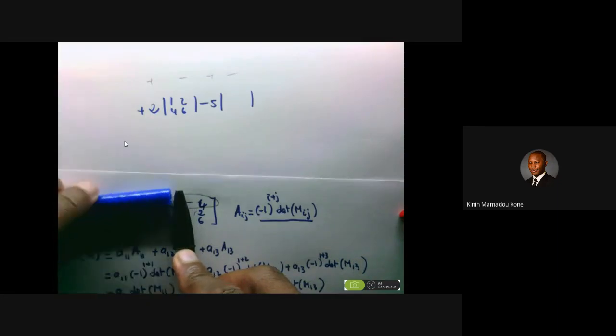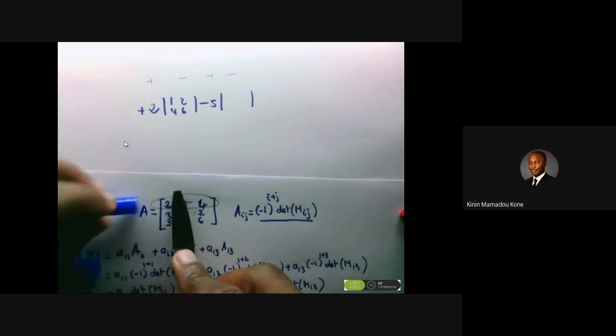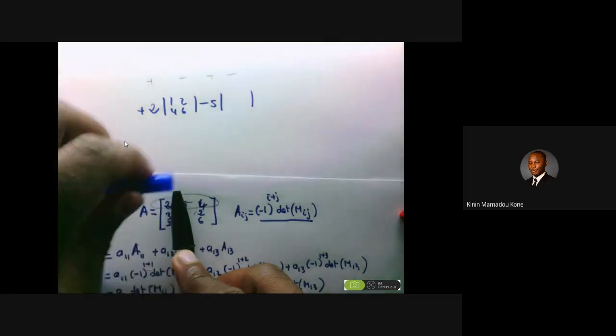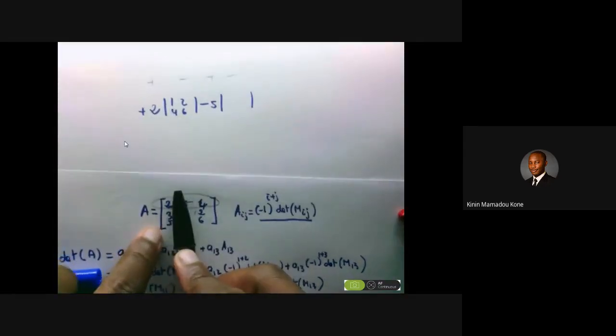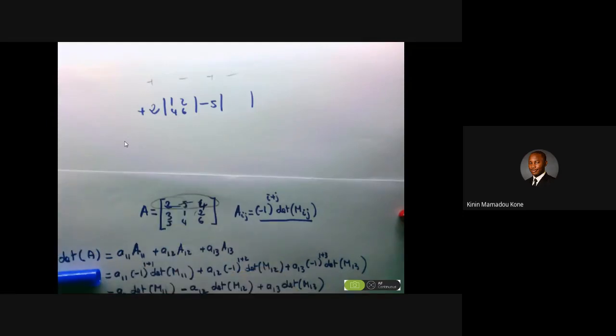For the negative sign, you take the entry 5, and then you delete this column, and then you delete this row over here. And you obtain 3, 5, 2, 6, and you copy 3, 5, 2, 6. Now it's like you go plus, minus, plus.